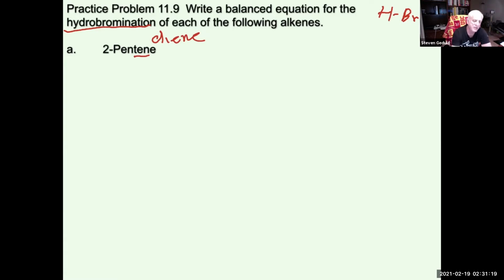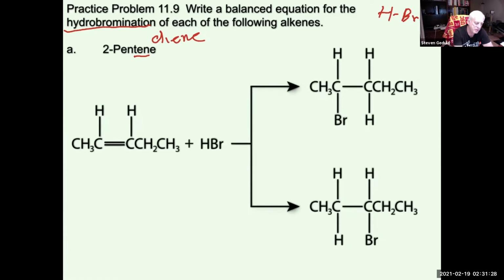So 2-pentene is 5 carbons with a double bond at the number 2 position. Okay, so here's your 5 carbons. Your double bond is right here at the number 2 position, and we're going to add HBr. This is asymmetrical. It is not symmetrical, so we know we're going to have 2 different compounds. Now they could be 50-50 or they could be major-minor. We don't know that part yet.